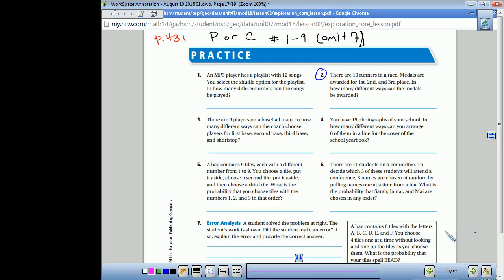All right, number 4. Does anybody see the word arrange? With arrangement, does order matter? Yes. So number 4 would be a permutation. Okay, let's skip to number 6. Alright, so we have 11 students on a committee. We get to decide which 3 students will attend the conference. Does the order that I pick the students matter? No. So 6 would be a combination. We get it? Okay, that's enough.